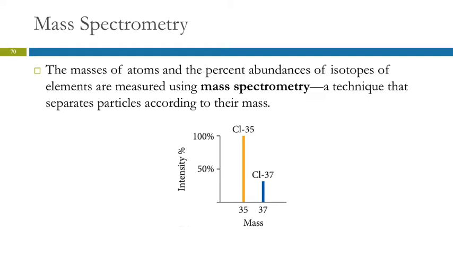So mass spectrometry allows us to measure the masses of atoms and, more importantly for this discussion, the percent abundance of those isotopes. And it does this by separating particles according to their mass. So here's an example of what you might get by looking at the isotopes of chlorine. It's going to tell you that if chlorine-35 has 100% intensity, then chlorine-37 has something in here, like maybe 35% intensity. And from that, we can calculate the percent abundance.